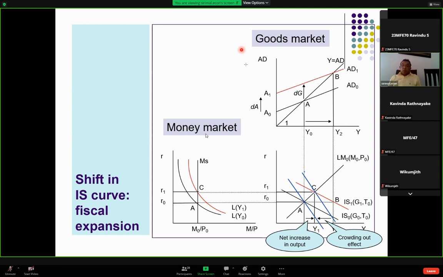Okay, so don't get confused. Look at only the blue lines. So where is point B now? New point B is here. That is where you meet the Y2 output level.